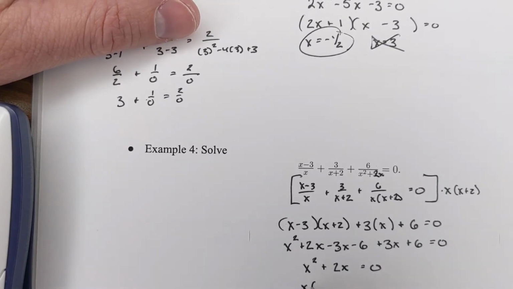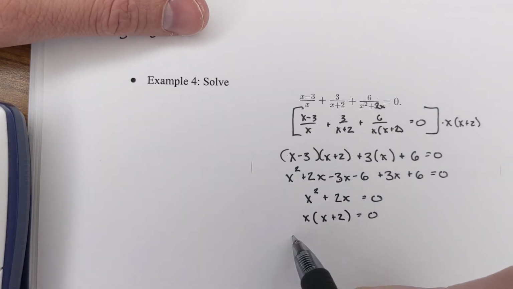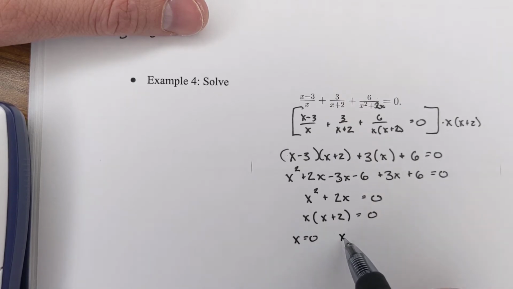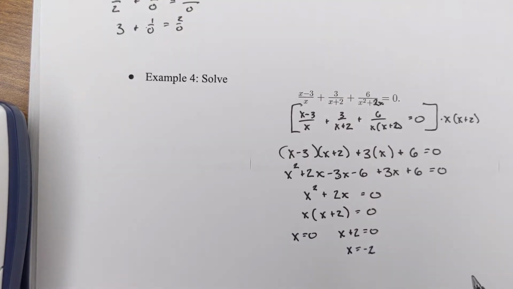So common factor, take the x out. It is technically a quadratic. If you want to use the quadratic formula on it, you could. So set the factors separately equal to 0. Gives me this. So there's one solution, and here is the other solution. But I need to make sure that they work.